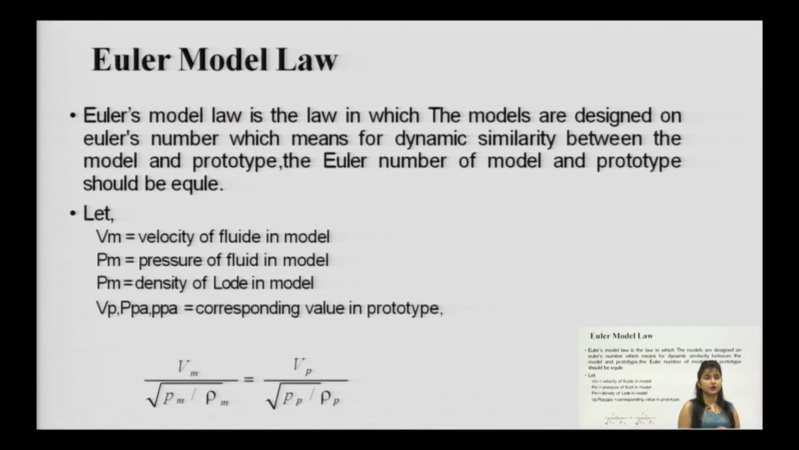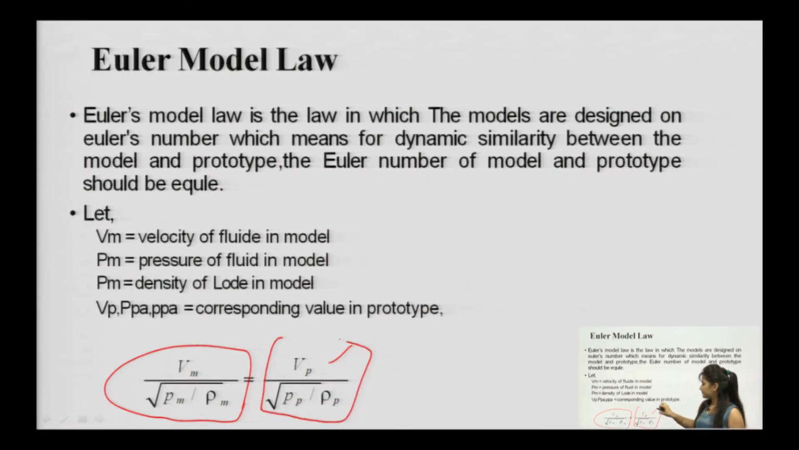Coming to the Euler's model law, again all these laws are nothing but that particular dimensionless number should be equal in case of models and in case of prototype. We have already studied Euler's number: it is the ratio of velocity to the square root of pressure divided by density. It states that for dynamic similarity, Euler's number in the model and Euler's number in the prototype will be the same. With these assumptions, we have calculated Euler's number of the model and of the prototype, and if it is based on Euler's model law, then they will both be equal.